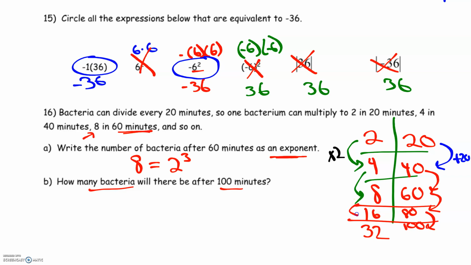And this would be 2 to the 4th power. Then down here, I end up with 2 to the 5th power, which is equivalent to 32. 32 bacteria after 100 minutes. If you want, you could be awesome and just label it. And that's about it.